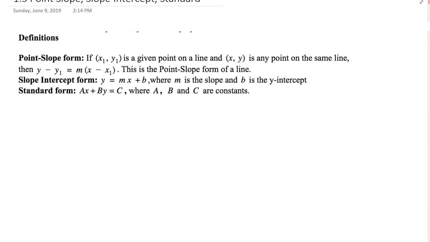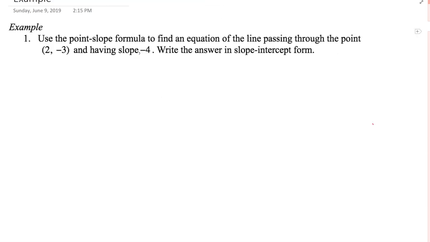Let us look at a quick example. Use the point-slope form to find an equation of the line passing through the point (2, negative 3) and having a slope of 4. So here, this tells us our slope equals 4. That means our m equals negative 4, right? Slope, or m, equals negative 4.